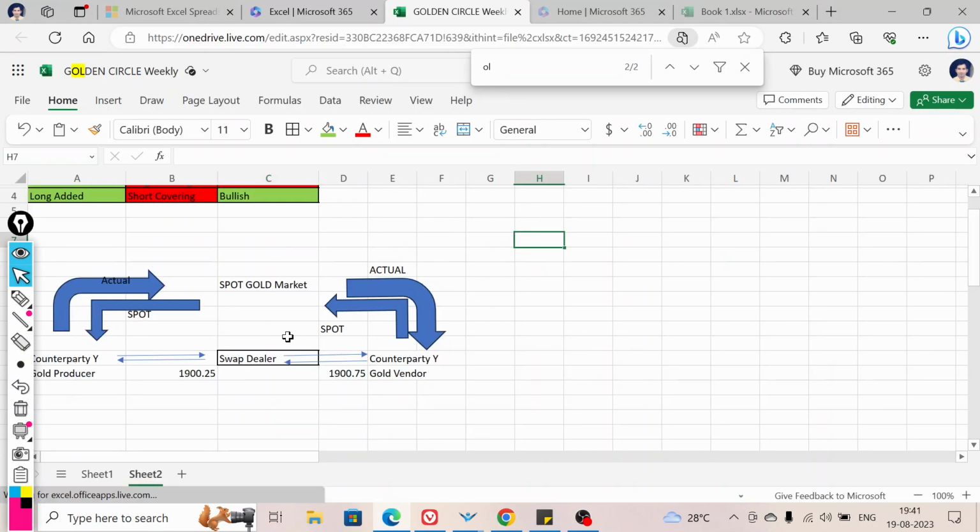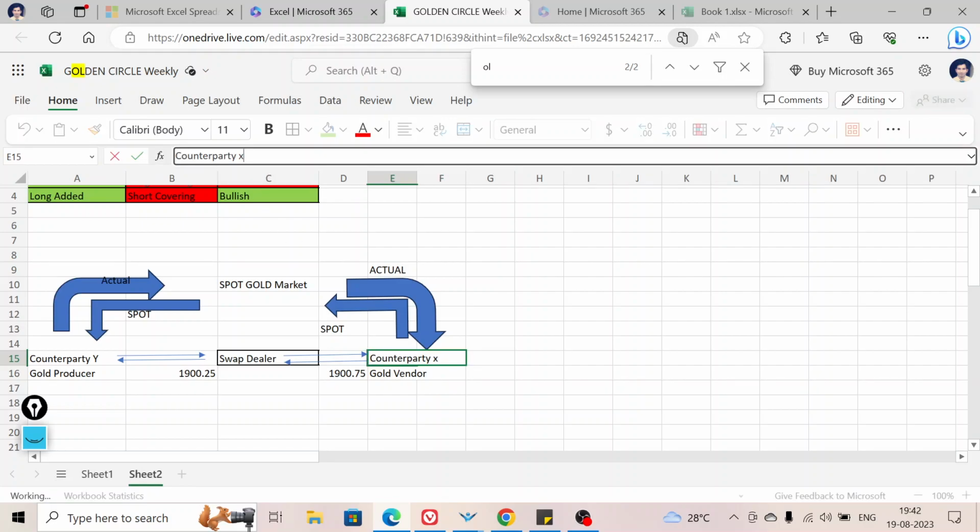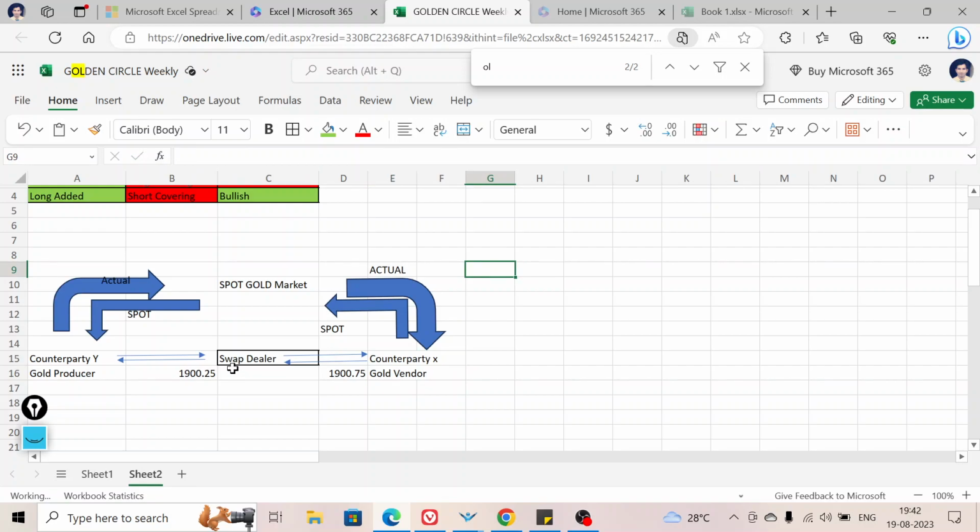Okay, so this is what the swap dealer is actually doing. As you can see, this is counterparty Y, which is the gold producer, and this is counterparty, we can say X, right over here. So what the swap dealer is doing is dealing with both parties: purchasing from this party and delivering to this party.